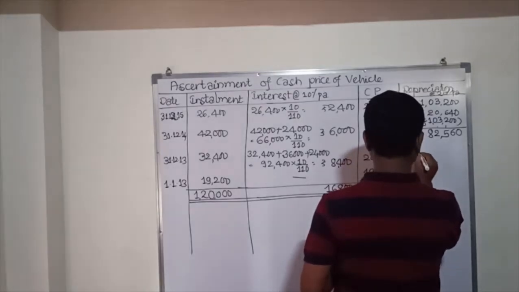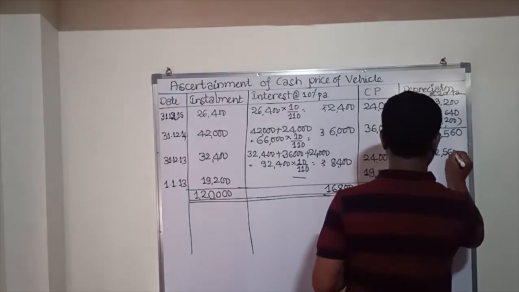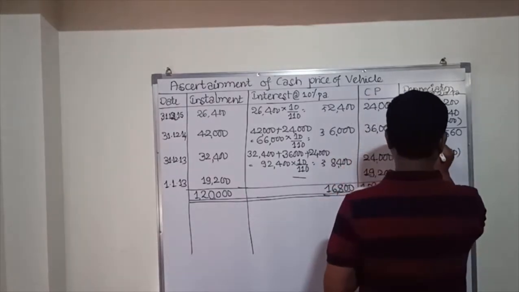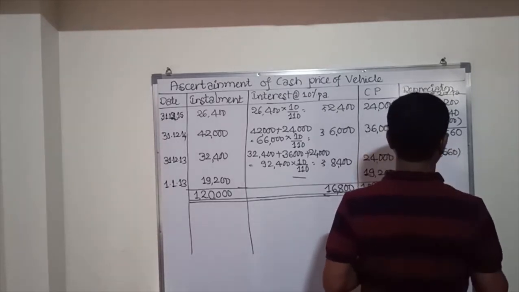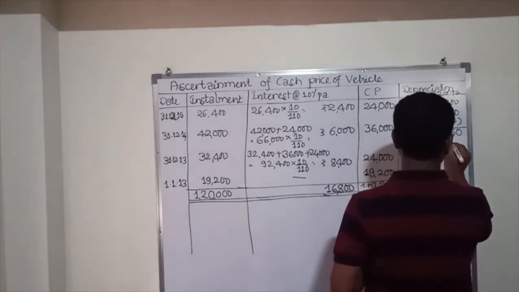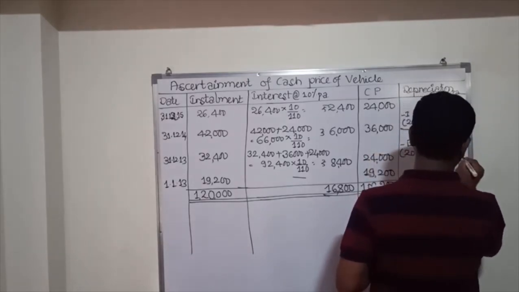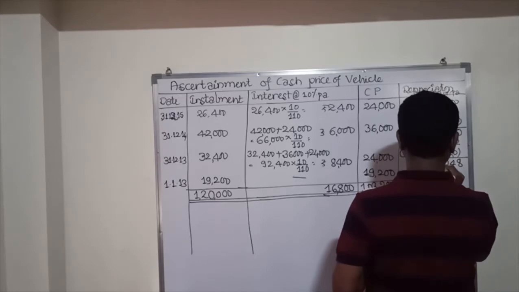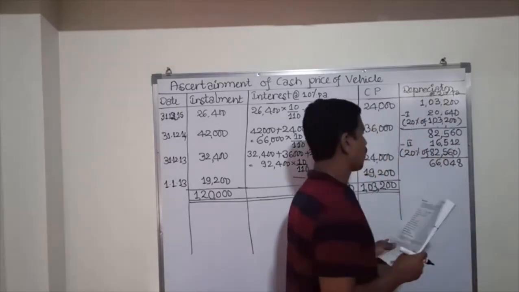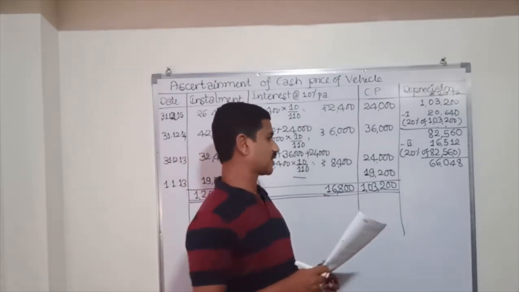So 20% of 82,560 rupees. So again, 5 1s are 5, 5 6s are 30, 5 5s are, and 5 1s are, 5 2s are. So when you subtract here, 10 minus 2 is 8, carry 1, 6 minus 2 is 4, 5 minus 5 is 0, 12 minus 6 is 6, carry 1. So 66,048. This is the outstanding balance of the asset at the end of the second year.